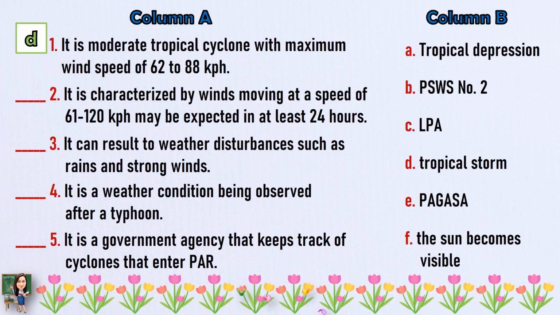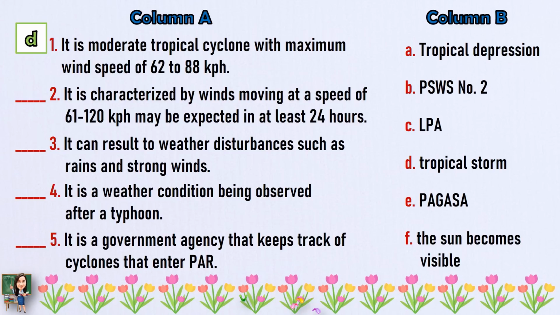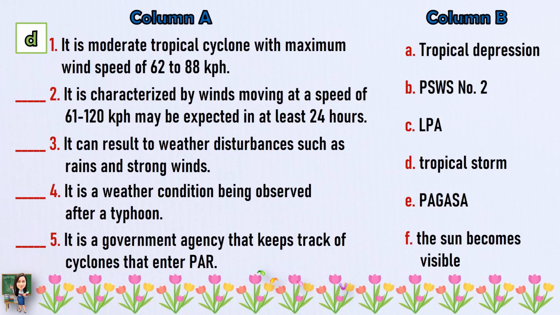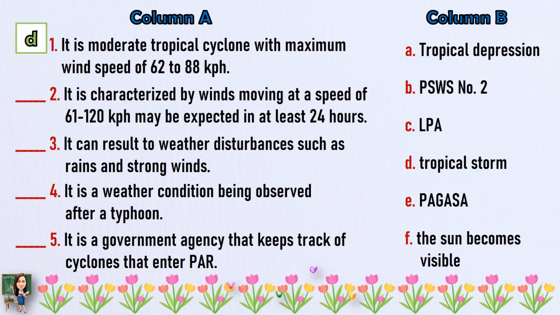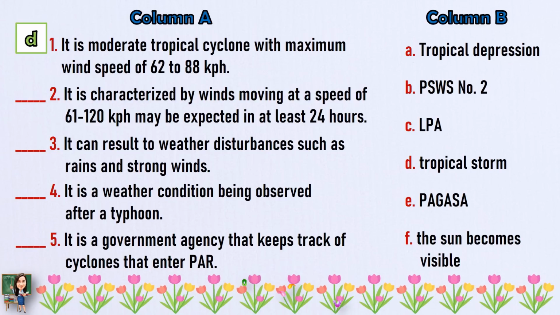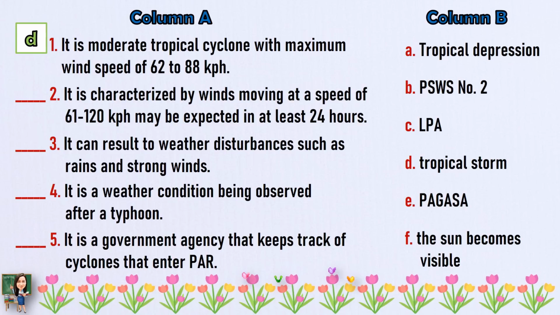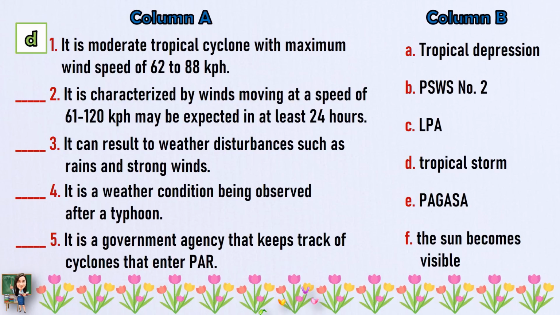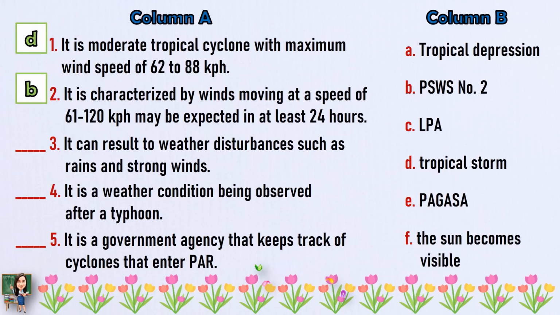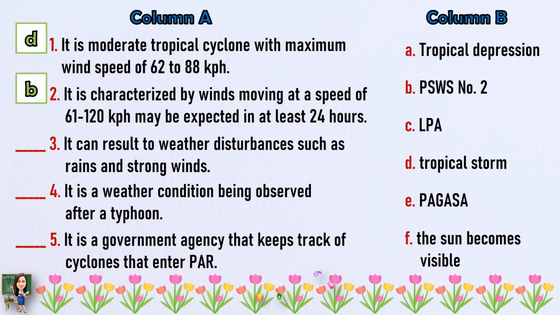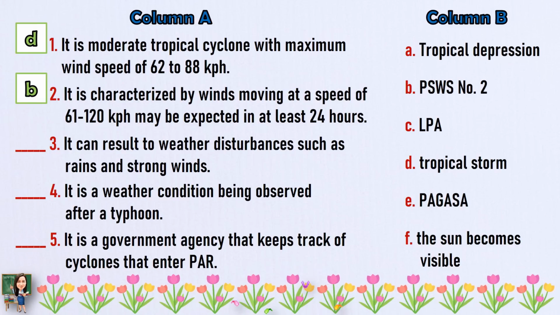Number 2. It is characterized by winds moving at a speed of 61 to 120 km per hour may be expected in at least 24 hours. What is the correct answer? Very good. The correct answer is letter B, public storm warning signal number 2. Number 3. It can result to weather disturbances such as rains and strong winds. What is the correct answer? Very good. The correct answer is letter C, LPA or low pressure area.